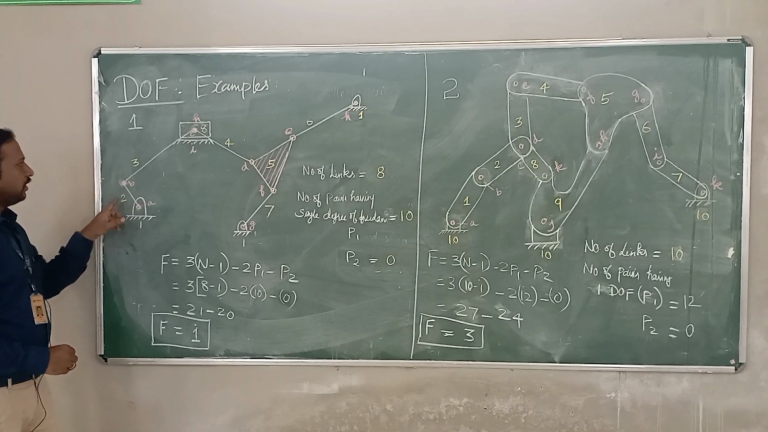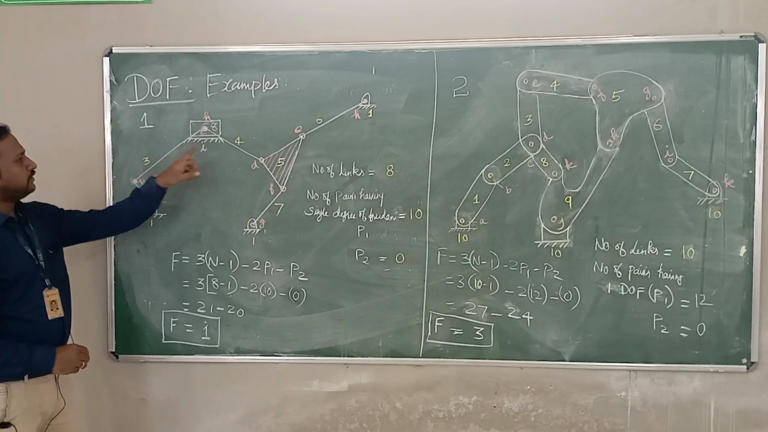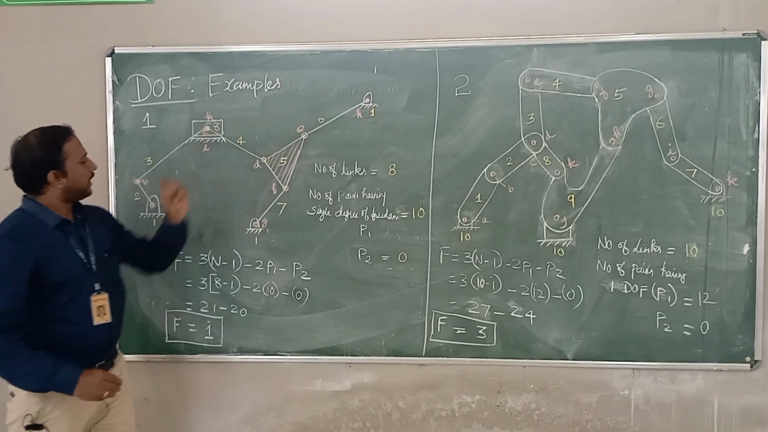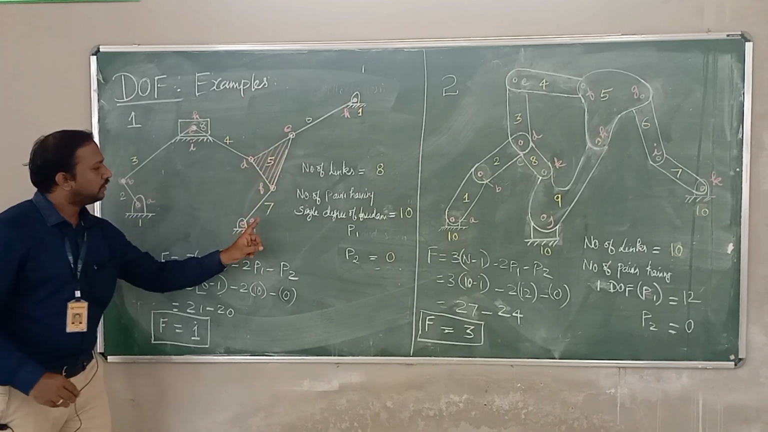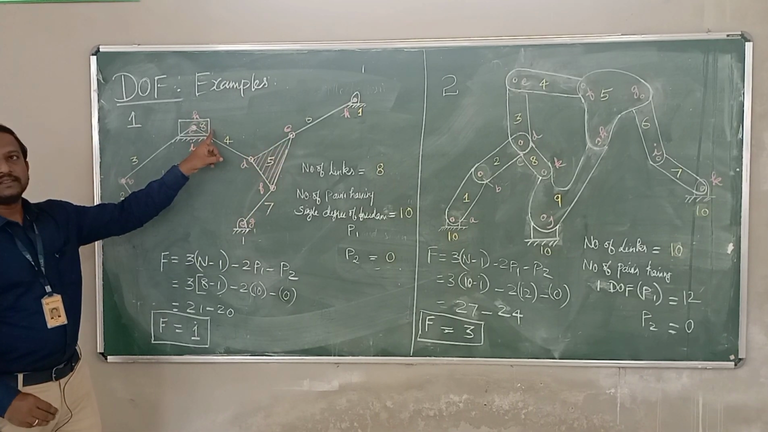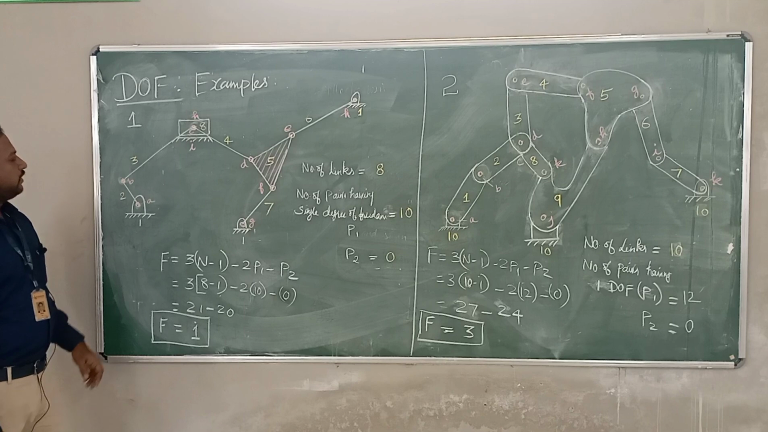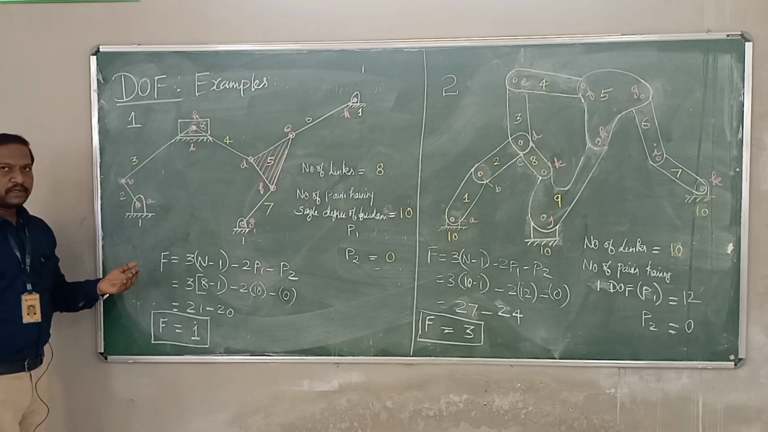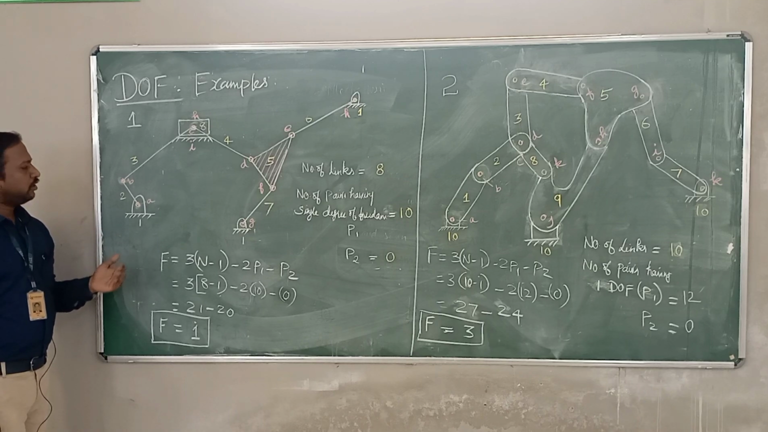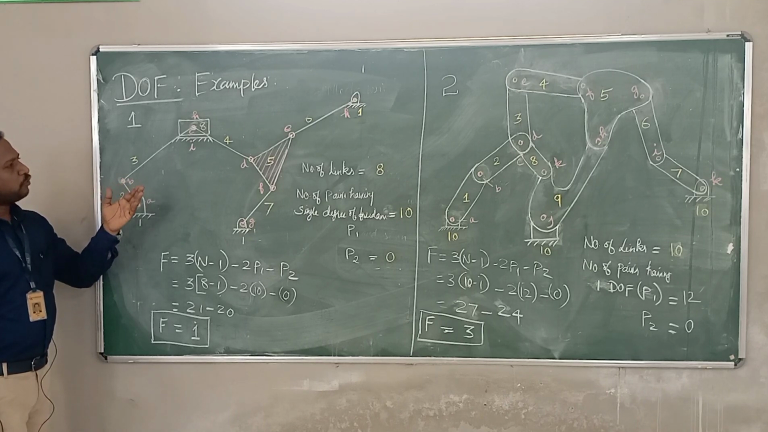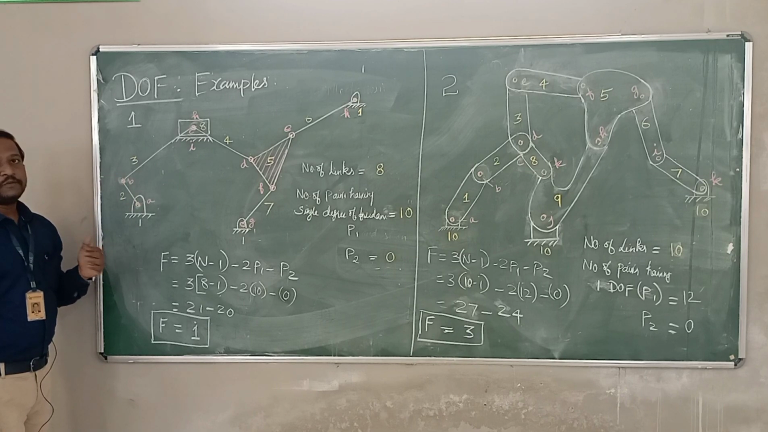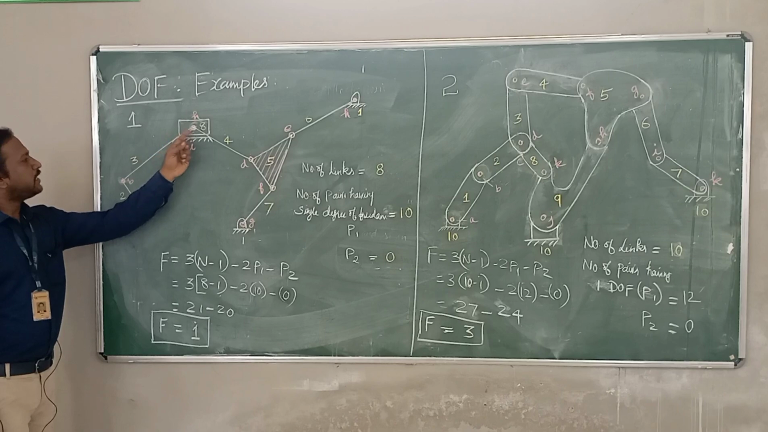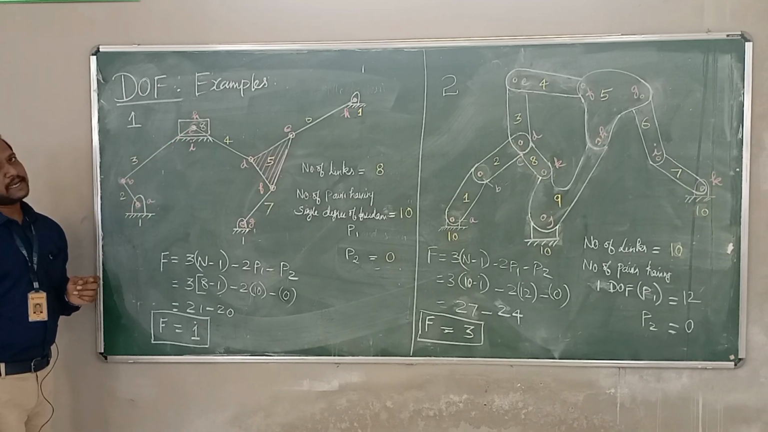And this is link 2, this is link 3, this is link 4, link 5, link 7, and link 6, and the slider will be link 8. And here we have a combination of turning pairs as well as sliding pairs. So the links 2, 3, 4, 5, 7, 6 will constitute the turning pairs, and links 8 and 8, 3, 4 will have the sliding pair.